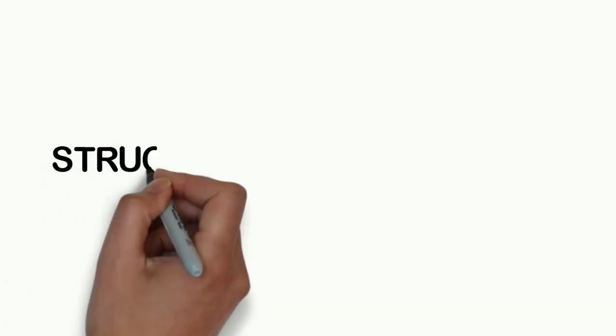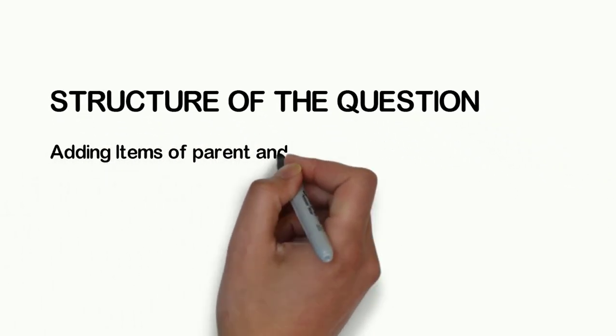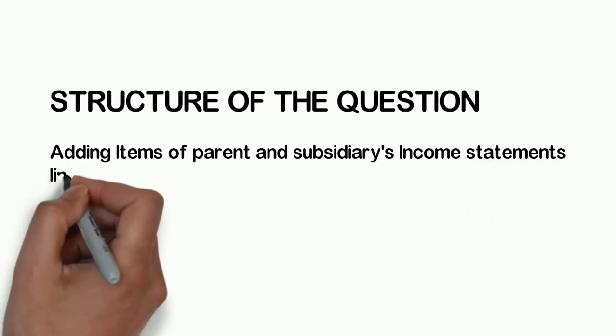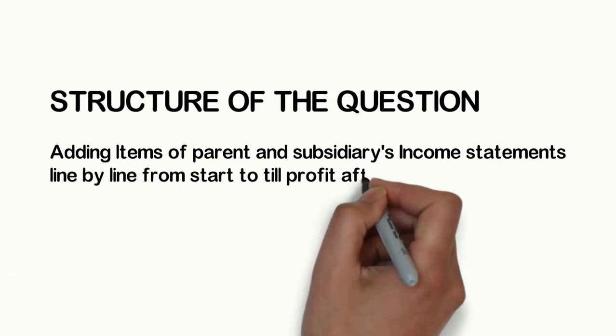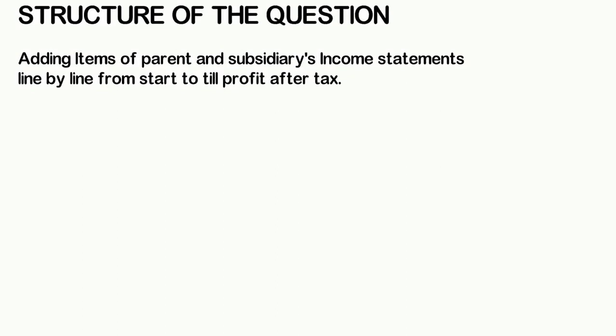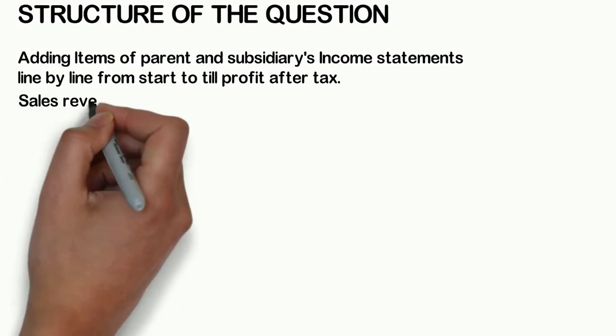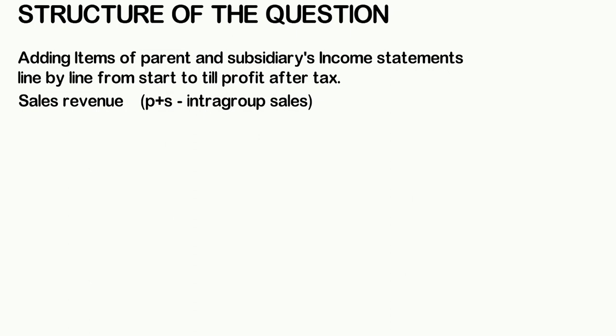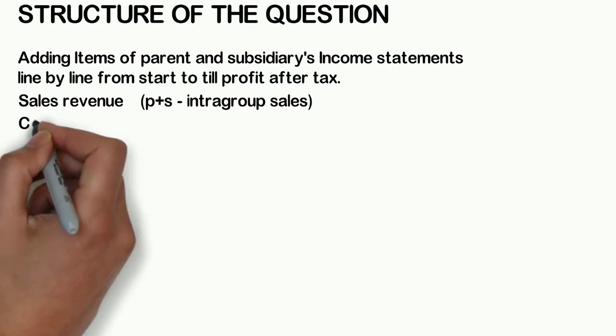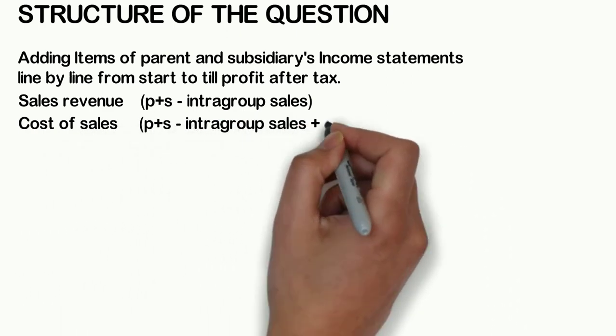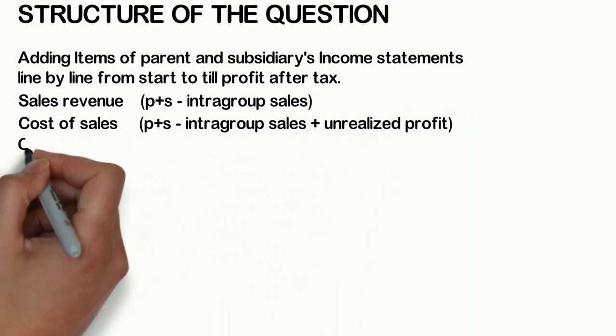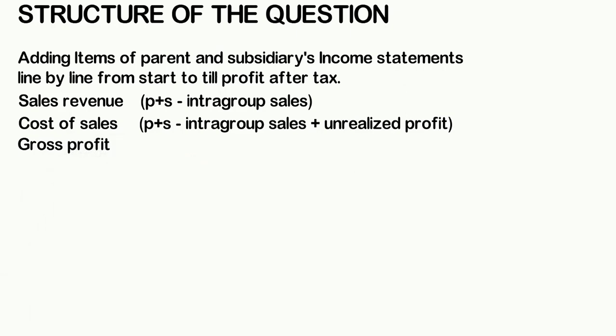Now let us look at the structure of the consolidated income statement. First of all, we add up the amounts against each item of the income statement appearing on the face of the individual income statements of both parent and subsidiary. Sales revenues of both parent and subsidiary are added, less any intragroup sales that took place, irrespective of whether the seller is parent or subsidiary. The same is the case with cost of sales, plus we add the unrealized profit to this total to reach the gross profit.